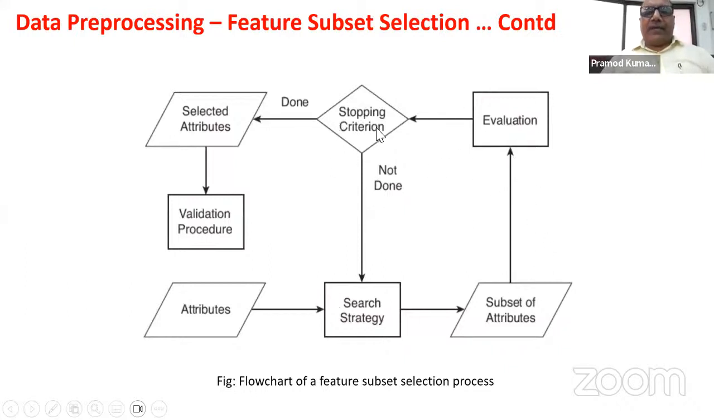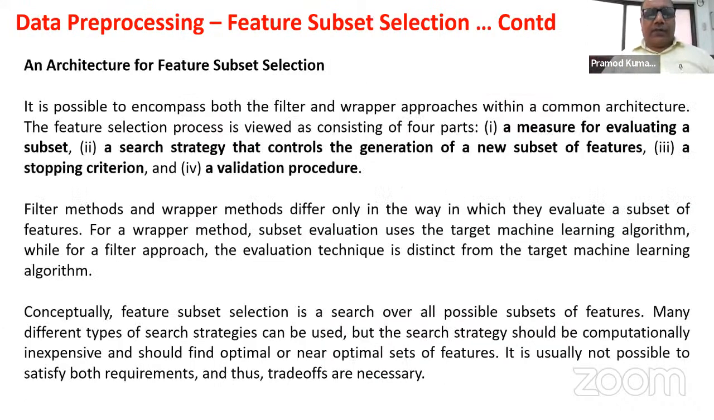So when the stopping criteria is satisfied, it means we know what the attribute subset is which is good. So just take that attribute subset. That is the selected attributes. For those selected attributes, we will go for the validation procedure, to check whether that particular feature subset is really good or not. And that is the fourth step, the validation procedure.